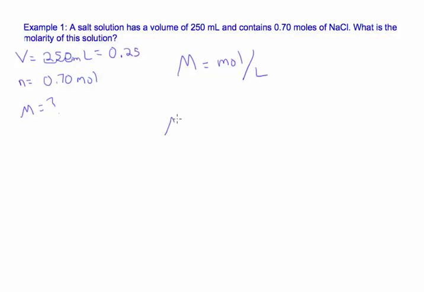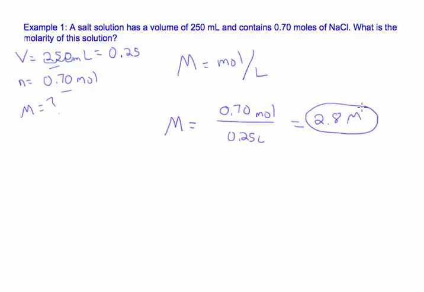So to solve for molarity, we plug into this equation. 0.70 moles divided by 0.25 liters. And you should have 2.8. When we look at significant figures, this number has 2, and this has 2, so we're going to keep it at 2.8. Please make sure that you add the units on the end as well. I know it says molarity equals, but I need to see it after the number as well. 2.8 is our molarity.